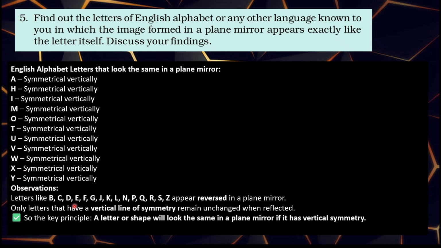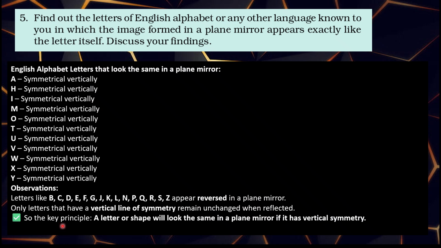Observations. Letters like B, C, D, E, F, G, J, K, L, N, P, Q, R, S, Z appear reversed in the plane mirror. Only letters that have vertical line of symmetry remain unchanged when reflected. The vertical line of symmetry means when you cut in half, they should be an image of each other.